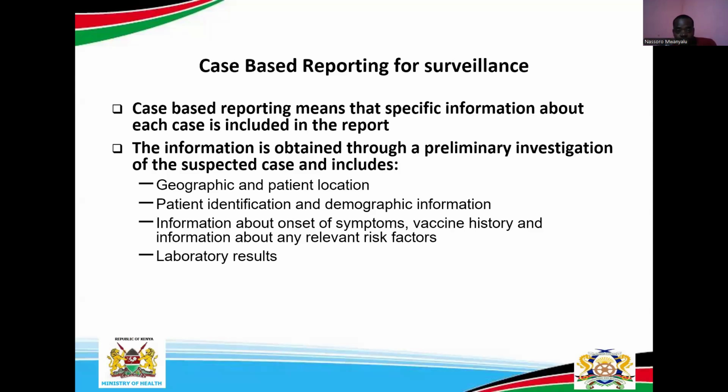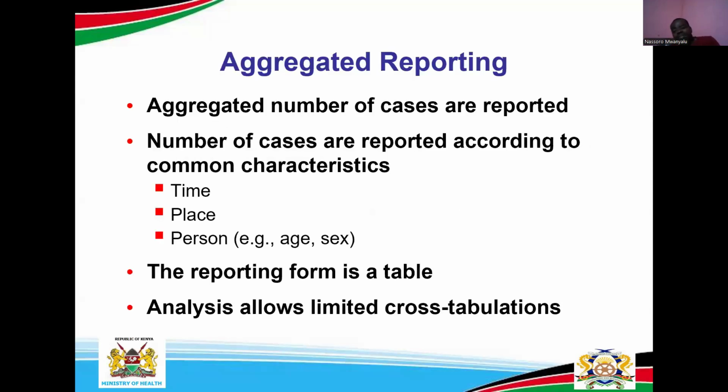Aggregate reporting is good, however, it has some limitations. When we talk of aggregate reporting, we can say, for example, we have reported 5 females who presented with cholera. So it's good, but if we have just the aggregates, it really limits us in terms of analysis and also in identifying the risk factors. Aggregate data is usually reported in the form of a table.